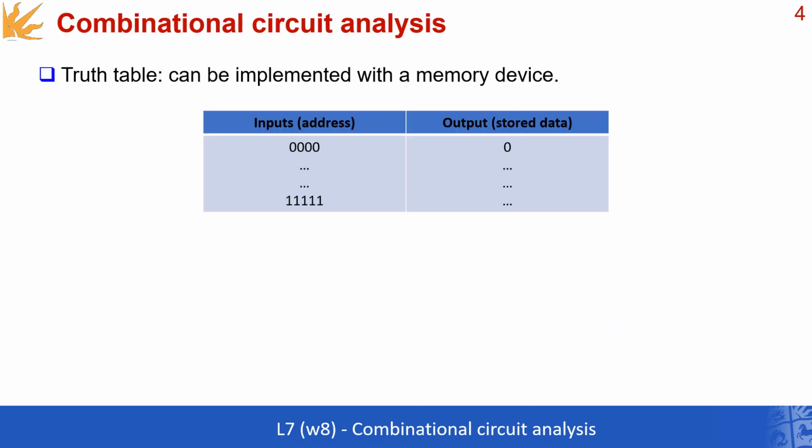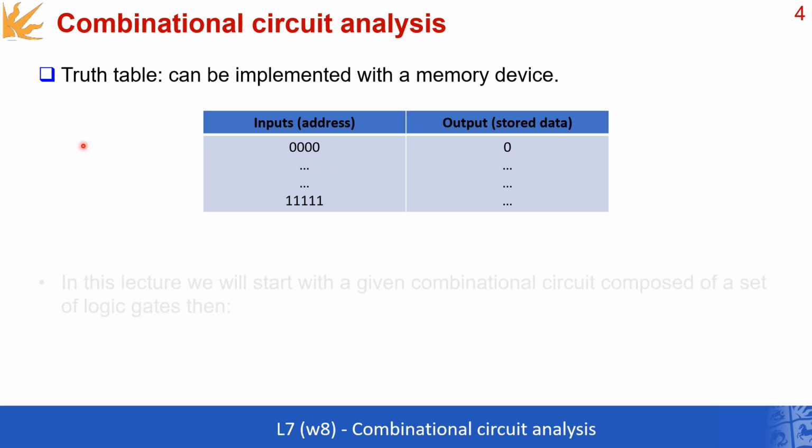As we've mentioned multiple times, a truth table can be implemented with a memory device. The only thing that you need is to use the right number of input addresses, starting from the first row up until the last row, and input the storage data, which stands for the value of the truth table that represents this particular address over here.